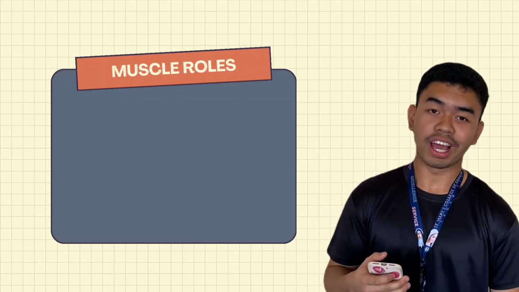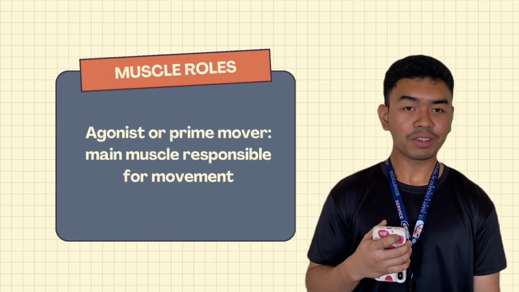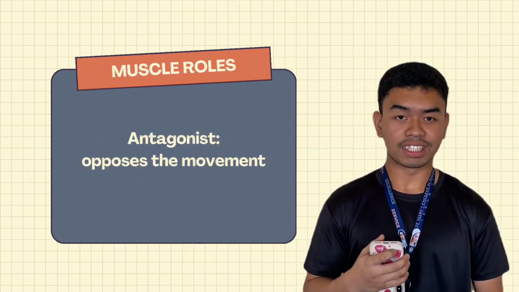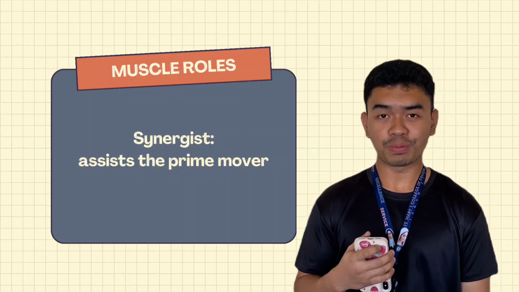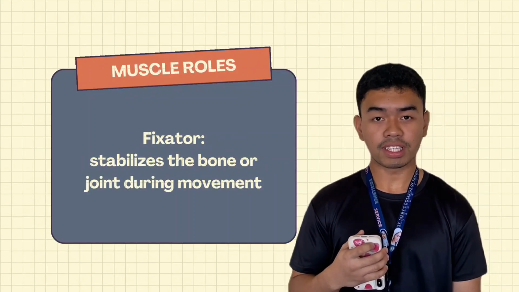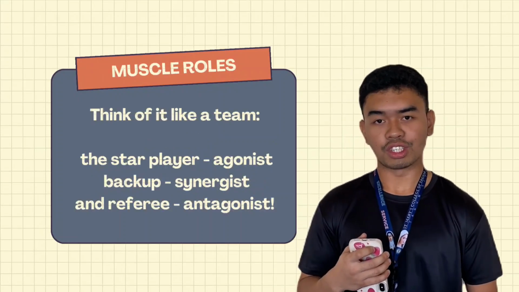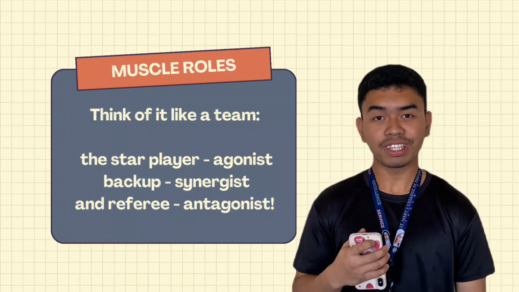Muscle roles: agonist, antagonist, synergist, and fixator. Agonist, or prime mover, is the main muscle responsible for movement. Antagonist opposes the movement. Synergist assists the prime mover. Fixator stabilizes the bone or joint during movement. Think of it like a team. The star player is the agonist, the backup is the synergist, and the referee is the antagonist.